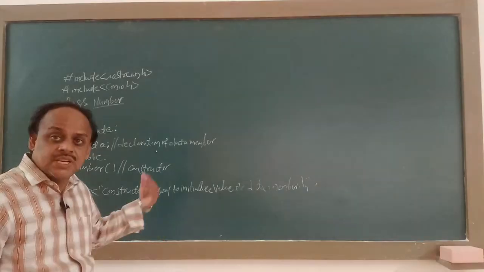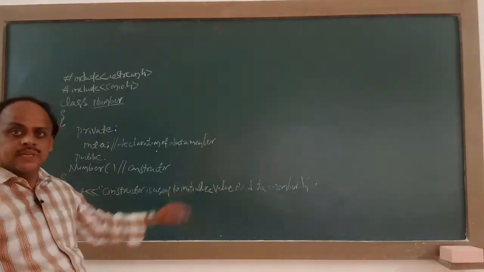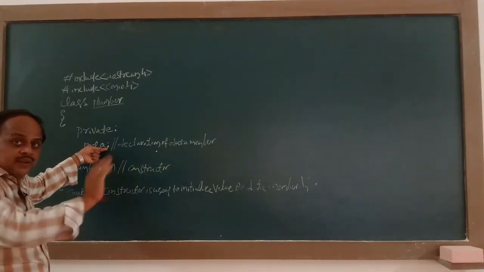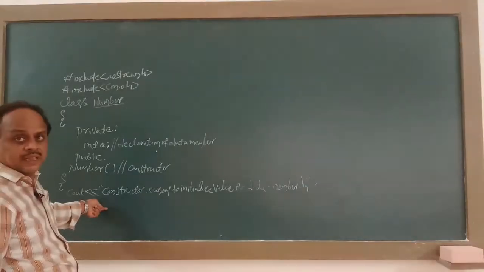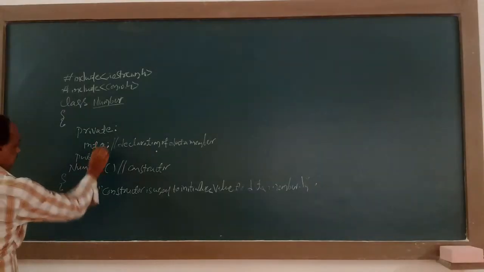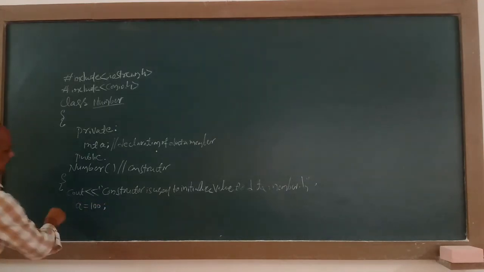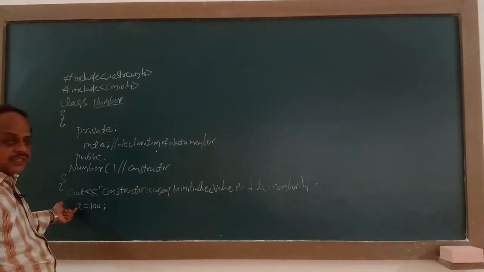ಕನ್ಸ್ಟ್ರಕ್ಟರ್ ಈಸ್ ಯೂಸ್ಡ್ ಟು ಇನಿಷಿಯಲೈಸ್ ವ್ಯಾಲ್ಯೂ ಟು ಡೇಟಾ ಮೆಂಬರ್. ಇಲ್ಲಿ ಡೇಟಾ ಮೆಂಬರ್ ಯಾವುದು, a. ಈ a ಗೆ ವ್ಯಾಲ್ಯೂನ ಇನಿಷಿಯಲೈಸ್ ಮಾಡೋ ಸಲುವಾಗಿ ಕನ್ಸ್ಟ್ರಕ್ಟರ್ ಯೂಸ್ ಮಾಡ್ತಾರೆ ಅಂತ ಹೇಳ್ತಾನೆ. ಸೊ ಹಿಯರ್ ಟೇಕ್ ದಿಸ್ a is equal to 100, ಅಂದರೆ a ಗೆ ವ್ಯಾಲ್ಯೂನ ಅಸೈನ್ ಮಾಡಿದ್ವಿ. ದಿಸ್ ಈಸ್ ದ ಪರ್ಪಸ್ ಆಫ್ ಕನ್ಸ್ಟ್ರಕ್ಟರ್, ರೈಟ್.